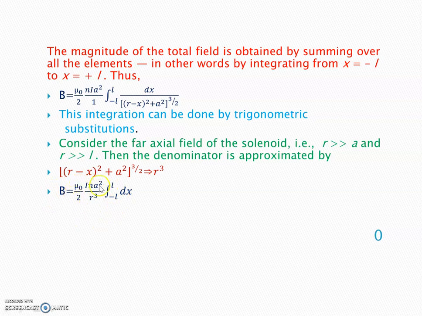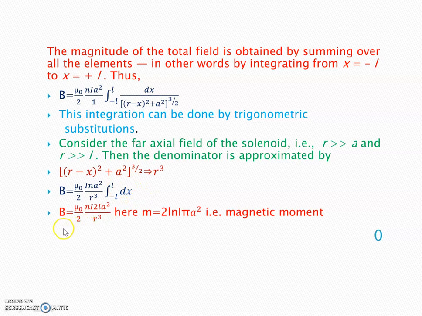These quantities are constant, so they are out of the integration sign. Now we have to integrate 1 with respect to x. After integration, this quantity will be converted into 2L. So this relation will be the result, where 2 L n I pi a square will be m, because 2 L n is capital N, and I and pi a square is A, so m equals to nIA. That's why.